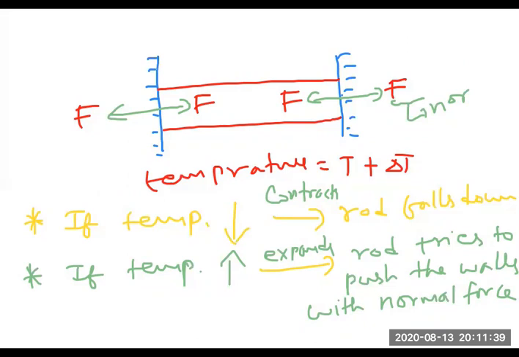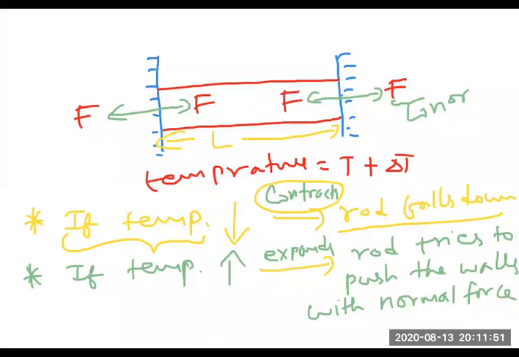Whenever temperature decreases, the rod contracts. Means what will happen, beta? This rod length is L. Now temperature decreased, so length will decrease. Because temperature decreases, the rod contracts, the length decreases. Obviously the rod falls down.